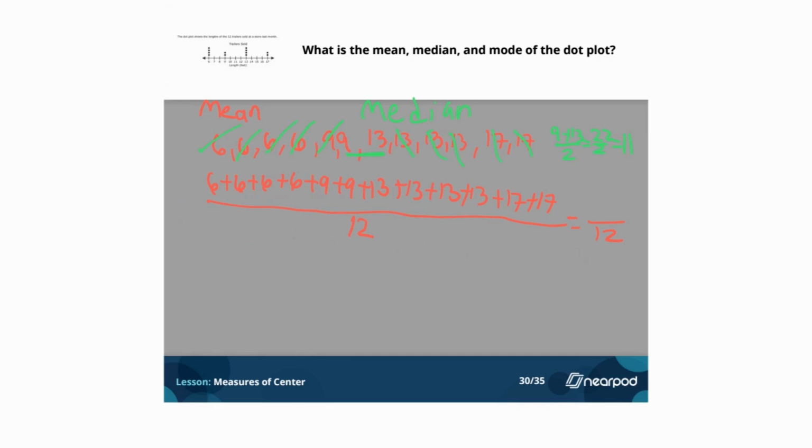So go back to Nearpod because it's very small in the YouTube video because I can't zoom in. If I do, it's going to be very, very blurry. So go back to Nearpod, look at the graph. If I look at the graph, which numbers have the most dots on top? I know 6 has more than 9 and 6 has more than 17, but does 6 and 13 have the same amount of dots, or does one have more than the other? They both have the same.